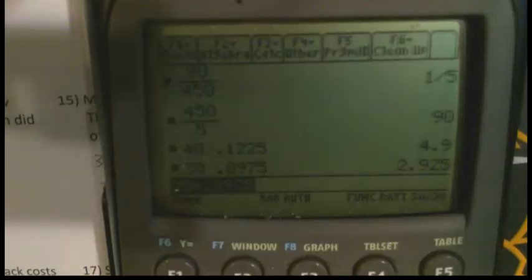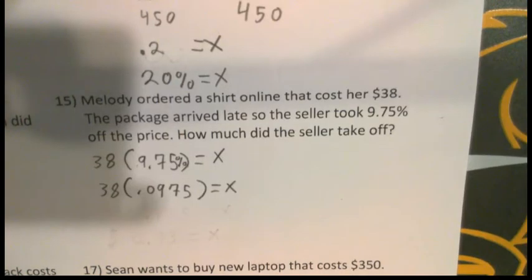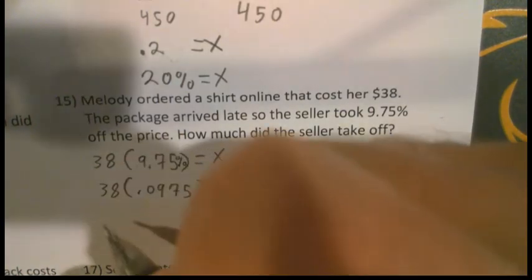This is why you should always check your work. I accidentally typed in 30 instead of 38. So if I do 38 times 0.0975, that's going to give us $3.705, 70 and a half cents.